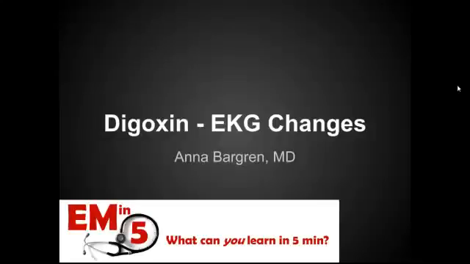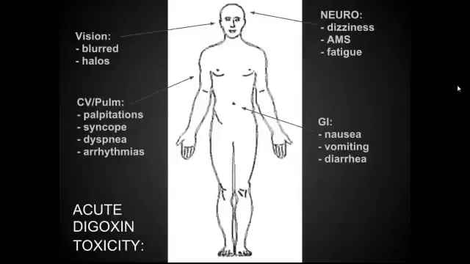Today for EMN5, I want to talk about digoxin and the effects that it has on EKGs. This is going to be both for therapeutic levels of digoxin as well as toxicity. Patients can come in with a lot of different symptoms when they have digoxin toxicity. They can be dizzy, nauseous, vomiting, sometimes having vision changes. What I want to talk about is the different arrhythmias that they can have as well as EKG changes.